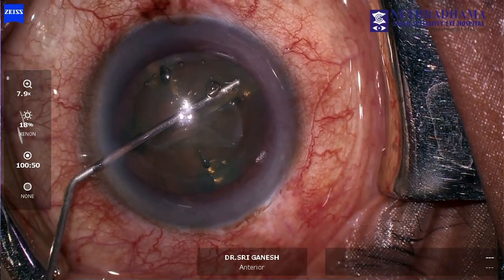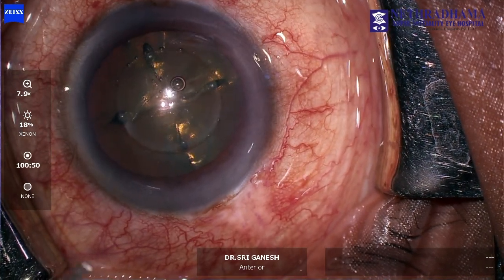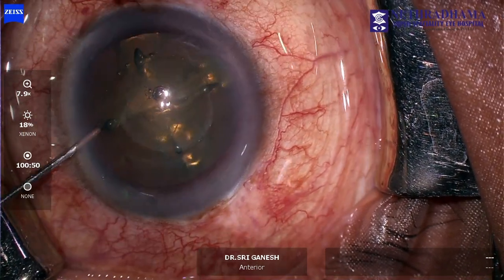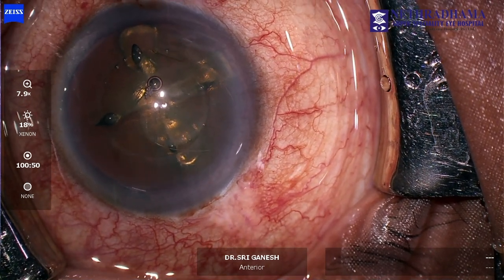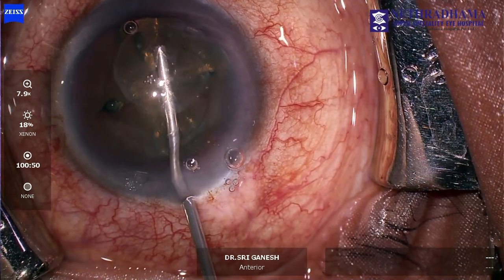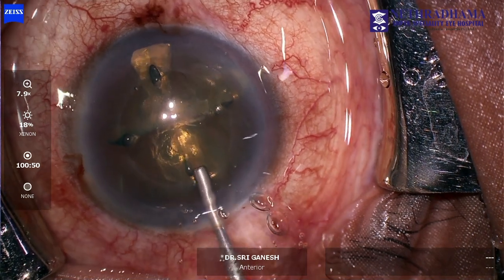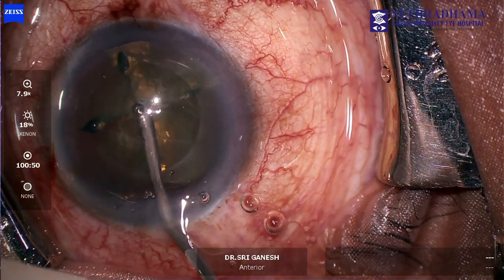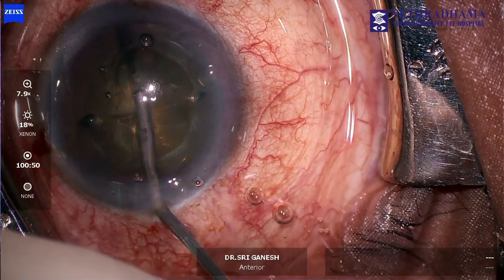Hydrodissection is performed and you can see the nucleus rising. Intracameral adrenaline and xylocaine is introduced to prevent intraoperative miosis of the pupil. Viscoelastic is introduced into the anterior chamber and then into the nucleotomy to separate the nuclear fragments because of the hydraulic pressure.